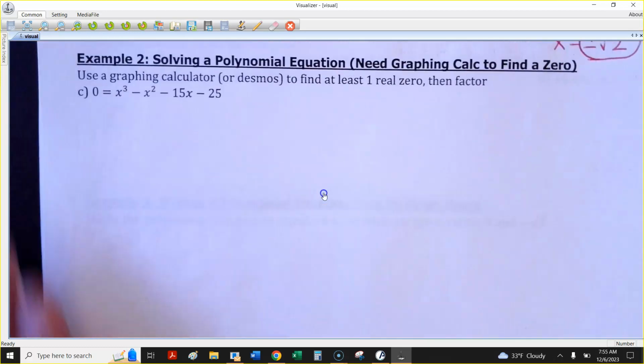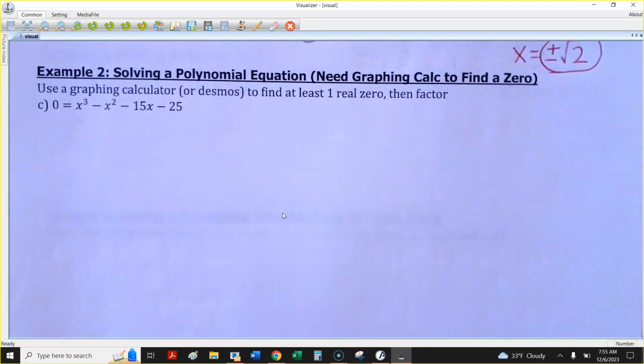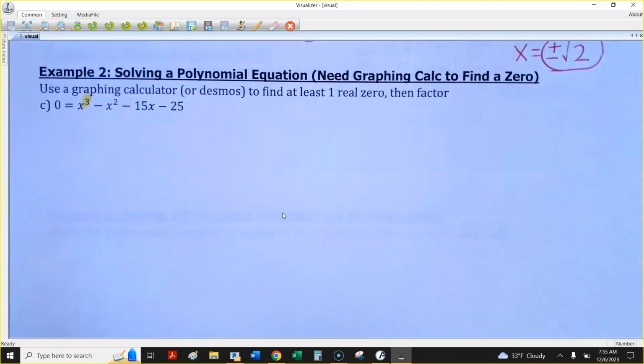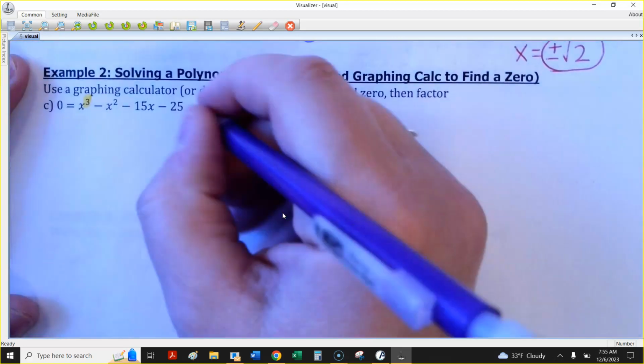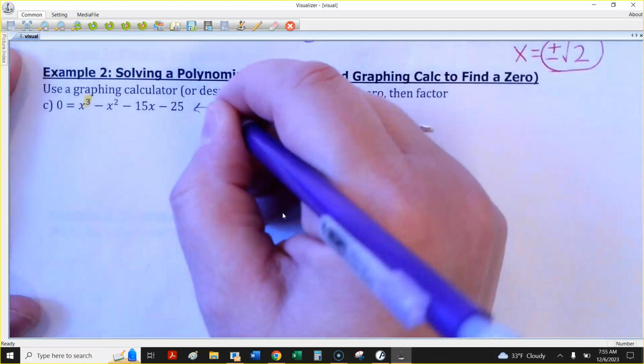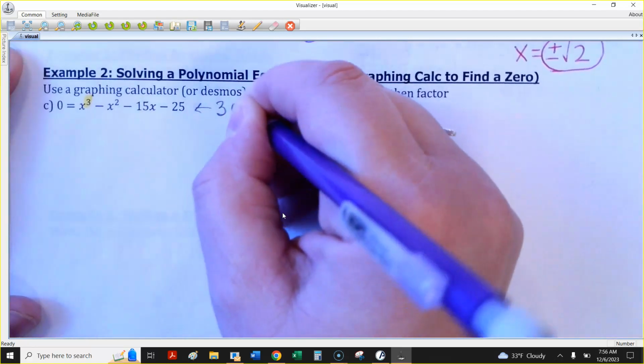Okay, let's try another one here. All right, so this one, again, we're going to use Desmos. We're going to graph this related polynomial, and this guy, x to the third, is the highest power, so I need 3 answers to this question.